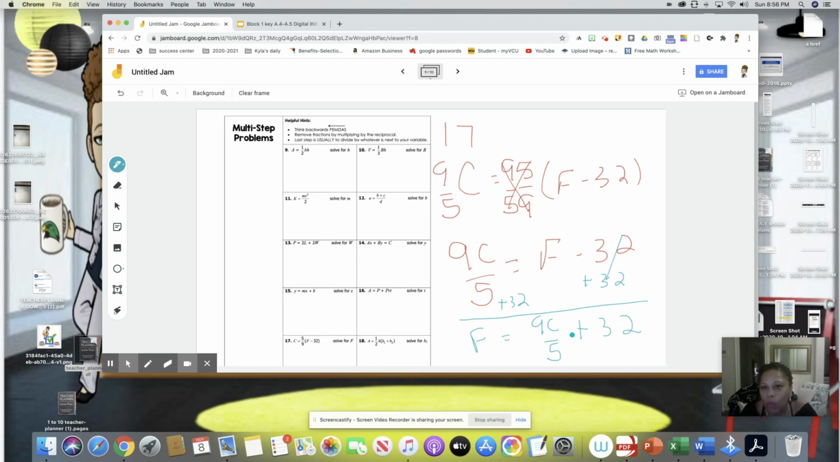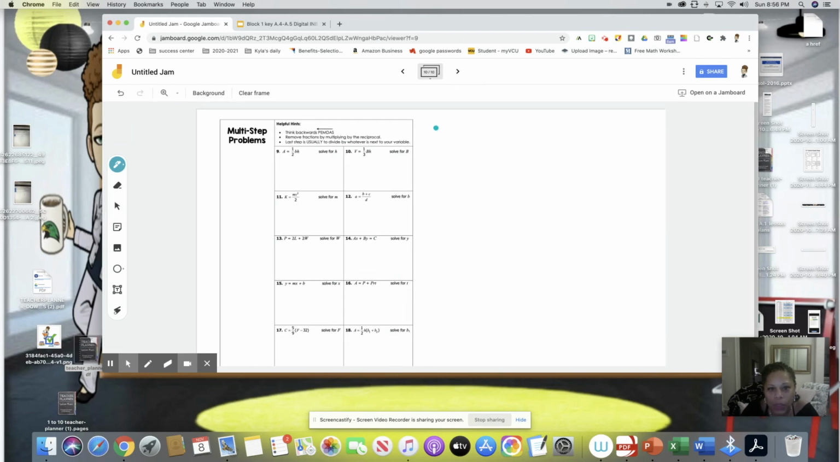All right, we've got one more, guys. We're almost done, and it didn't take us that long. Last problem, number 18. You have area equals 1/2 the height times base 1 plus base 2. A little tricky. Let's take it step by step.